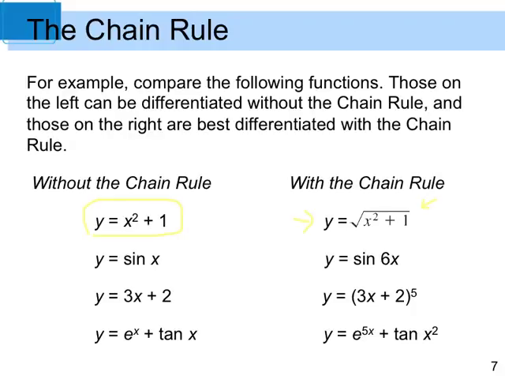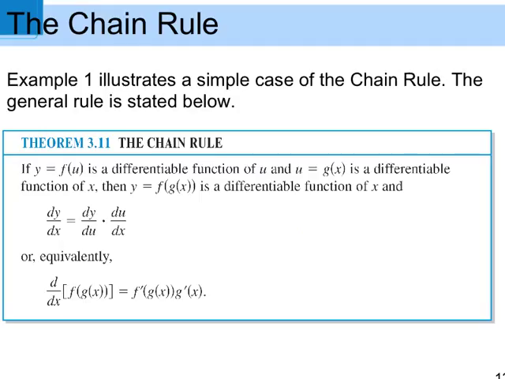Sine x is fine. Sine x we can find a derivative of. You know, it's cosine x. This is not just cosine 6x. Because of the 6x, this function is more complicated, so we're going to need the chain rule. Again, you can find this derivative, but for this part, because it's raised to the fifth, we need a chain rule. And this derivative is just e to the x plus secant squared x. This, we need something to take care of the fact that the angle is x squared and that the power is actually another function of x in and of itself.